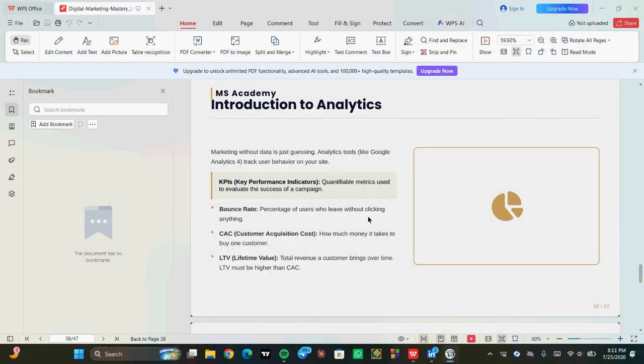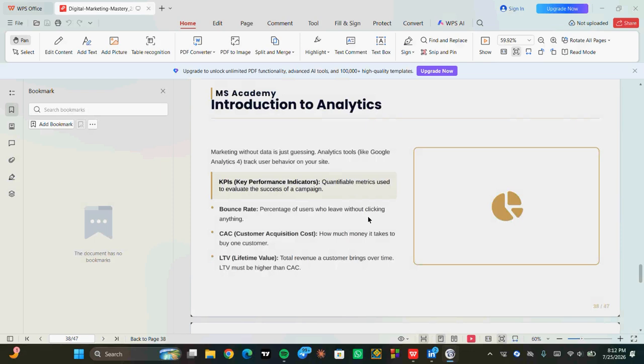Then there's the bounce rate: the percentage of users who leave without clicking anything. Imagine you want to sell a product and you send the link to a group or a particular set of people. They see the link but they just scroll. Or perhaps they click the link, view the page, and leave the site without interacting with anything.